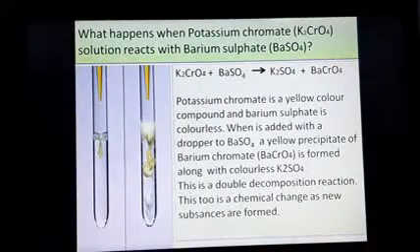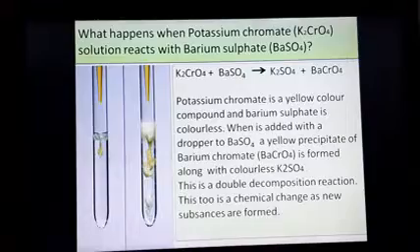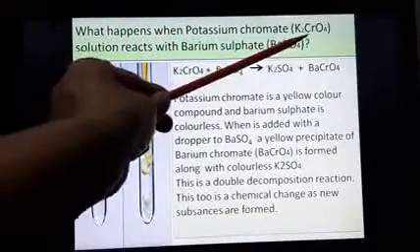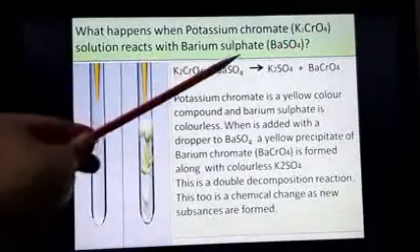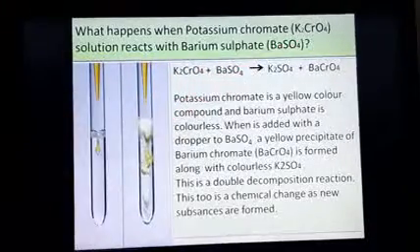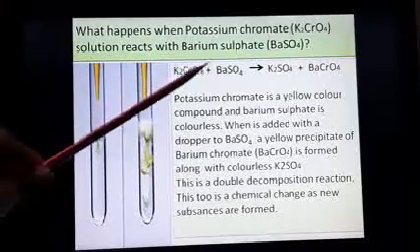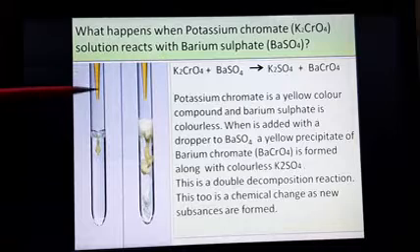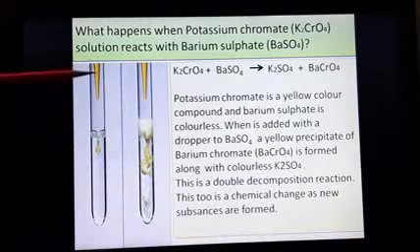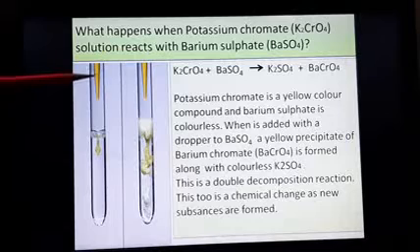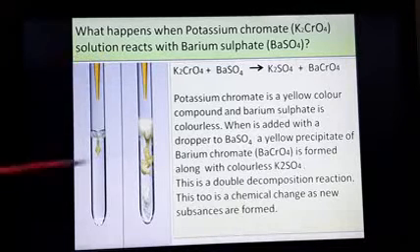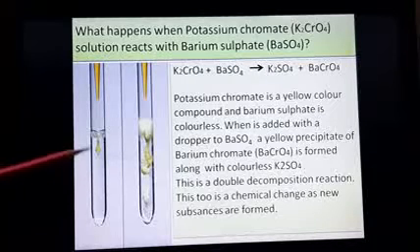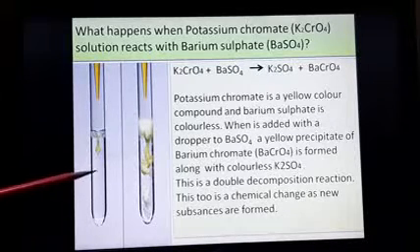Another example of a chemical change is the reaction between potassium chromate, and here we have the formula for potassium chromate, K2CrO4, and barium sulfate, whose formula is BaSO4. So what happens when you take these two and react them with each other? Now you can see here in a dropper I've got potassium chromate, which is a yellow color, transparent liquid, and in this test tube below I've got barium sulfate, which is a colorless solution when added into water.